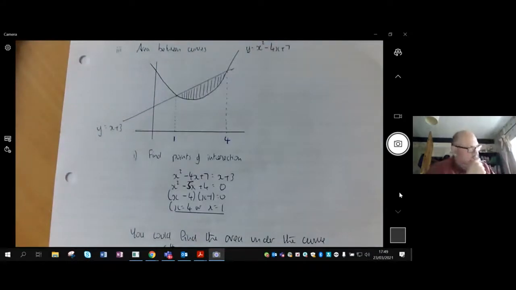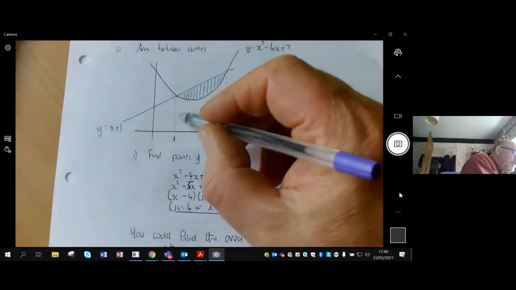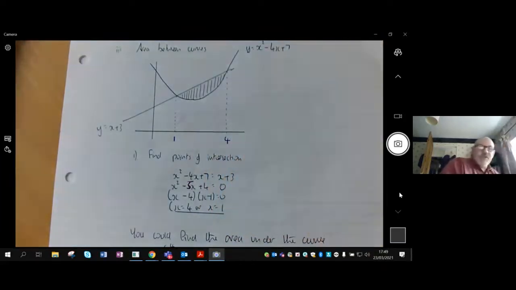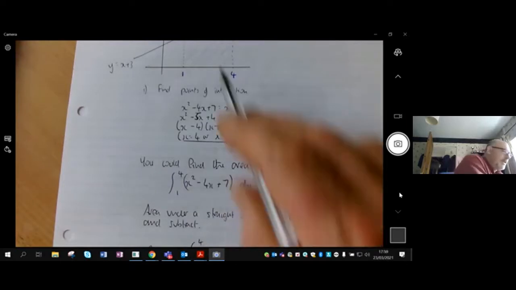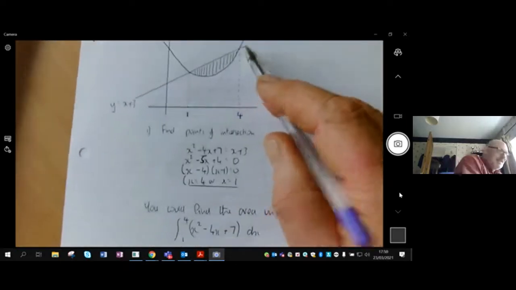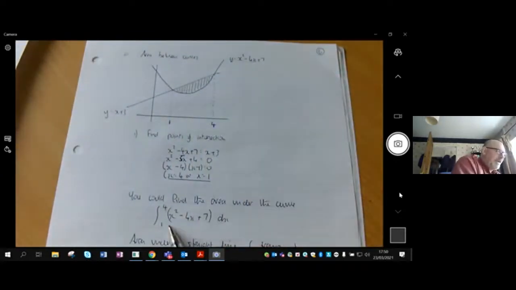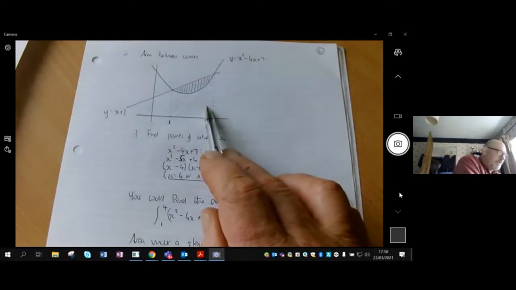Right, now then, there's two ways of doing this. You could find the area under the curve. That's the bit I've just shaded in there very faintly in purple. And we will do that simply by that integral. There's the curve with its equation. If I integrate that curve between those two points, it will get me that shaded area underneath there.